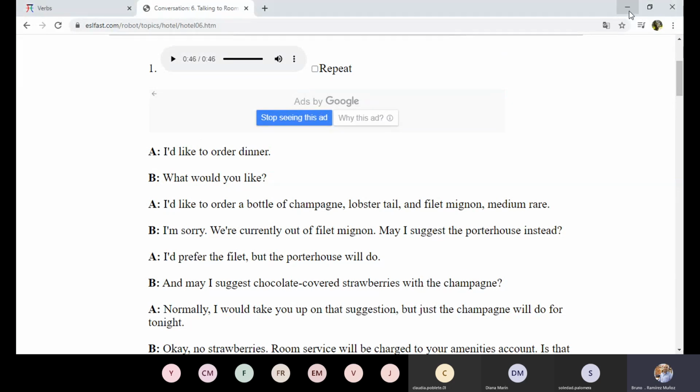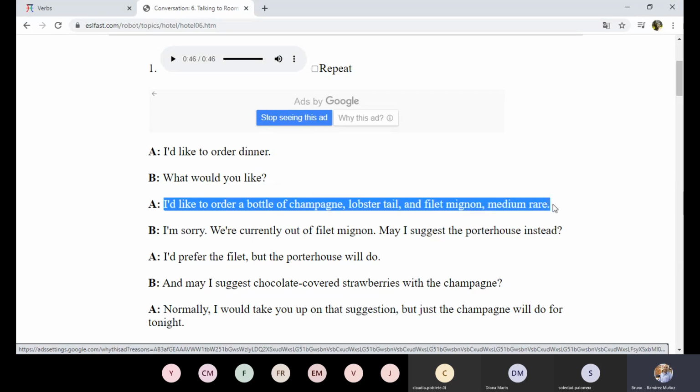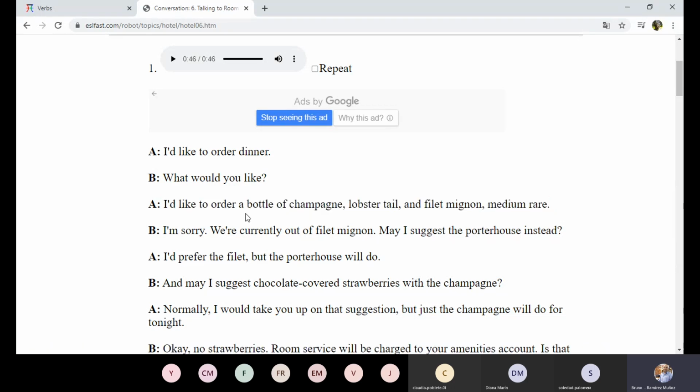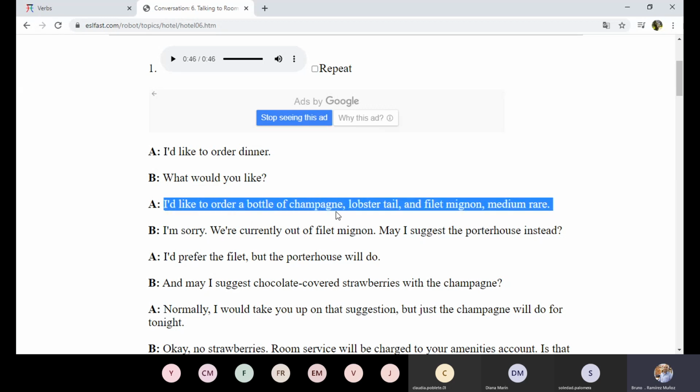Alrighty, let's take a sentence. Let's take, for example, the third one that says, I'd like to order a bottle of champagne, lobster tail, and filet mignon, medium rare. Okay, let's take that one. Now, let's focus on the consonant sounds. Let's focus on this section first, up to the comma. So we have, I'd like to order a bottle of champagne.